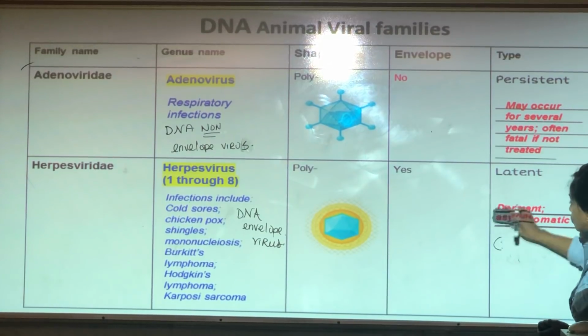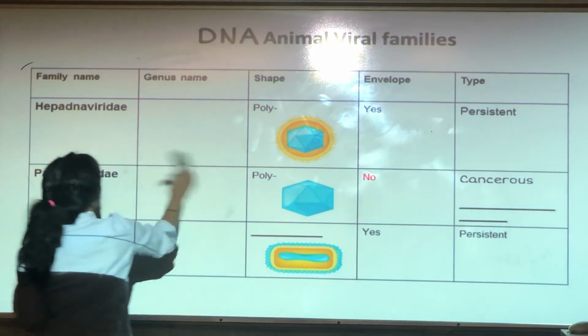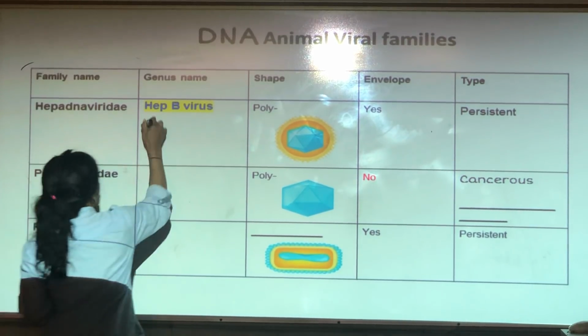Okay, so we have a few other DNA viruses. Right, so in the Hepnaviridae family, we have our hepatitis B virus. Hepatitis B virus is a DNA envelope virus. It has polyhedral shape and it is persistent. Anybody know what area of the body hepatitis infects? What cells? All right, so hepatitis will infect the liver cells.